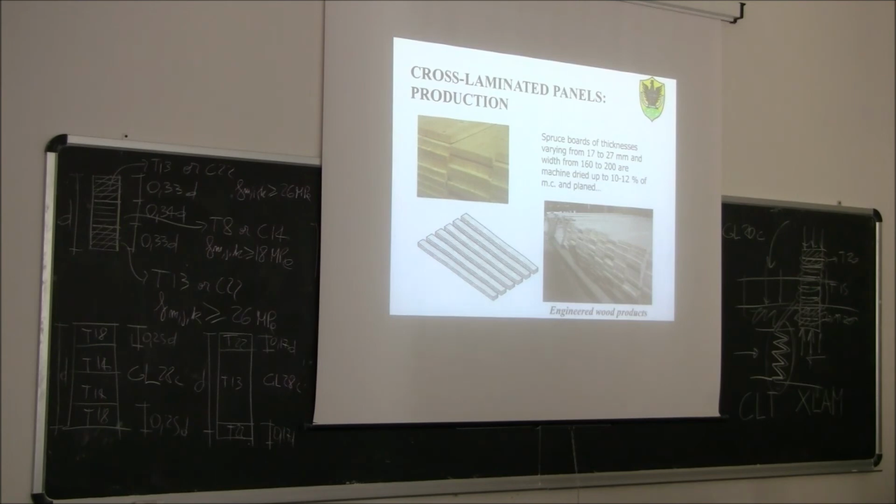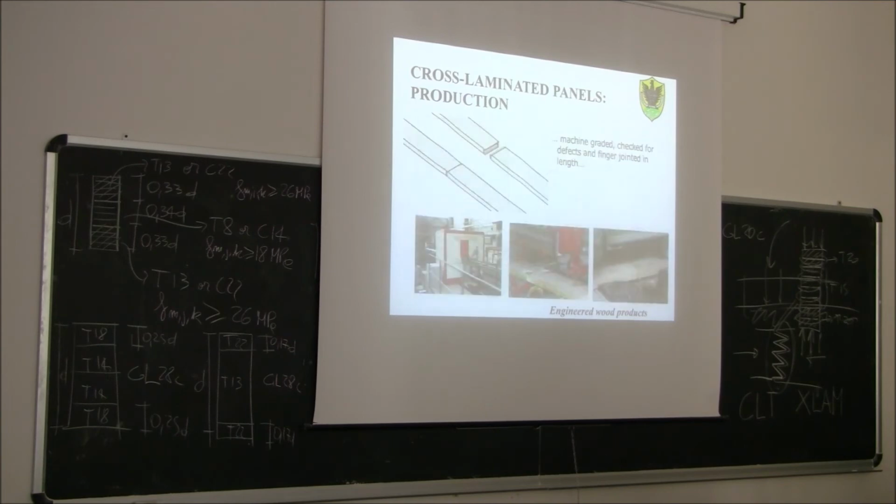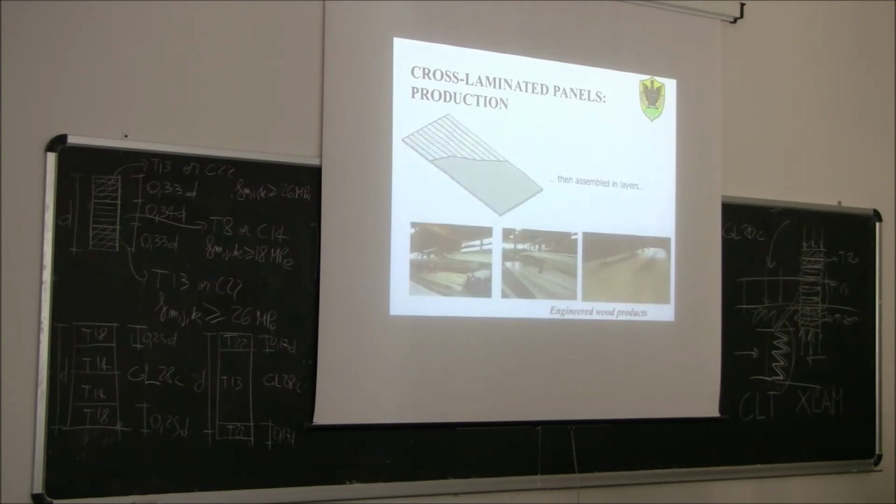For the production of cross-lam, we start from spruce boards with thicknesses varying from 17 to 27 mm and widths from 160 to 200 mm. They are first kiln dried to 10-12% moisture content and planed. Then they are machine graded, checked for defects, and finger jointed in length, like we saw before for glulam. Then they are assembled in layers. And just to remind you, the adjacent layers are at a right angle.